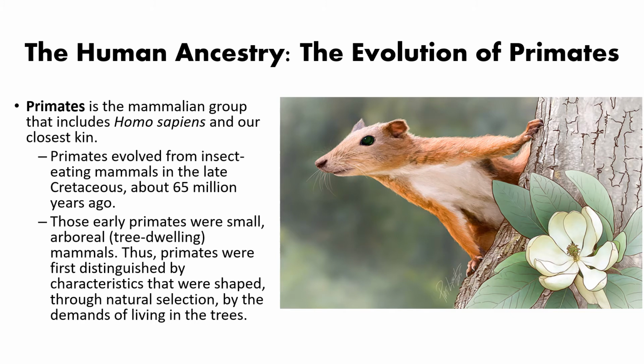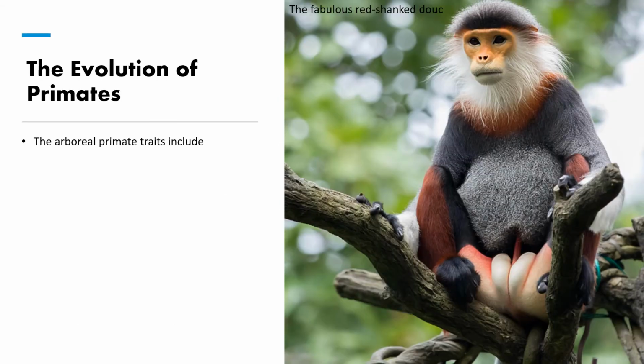The very first primates are thought to have been small and arboreal, which means that they lived in trees. It is thought that because primates lived in trees, they were shaped by natural selection through the demands of living in the trees. So having different types of limbs and hands that allow them to traverse in the tree canopy is going to be really important. Some of the traits that evolved due to living in trees included having limber shoulder joints that allowed for swinging from branch to branch, so having very flexible shoulder joints.